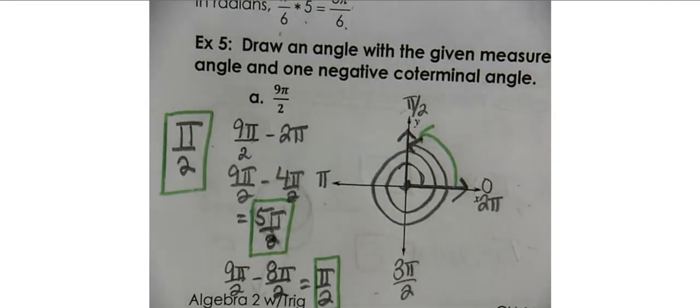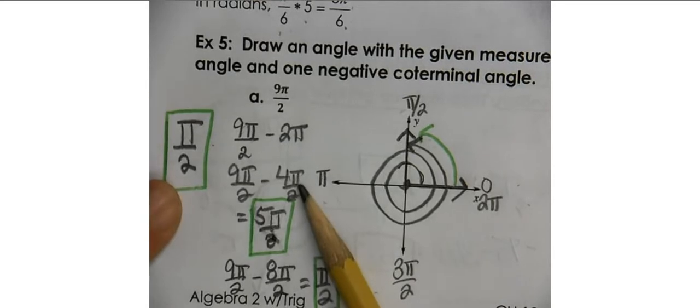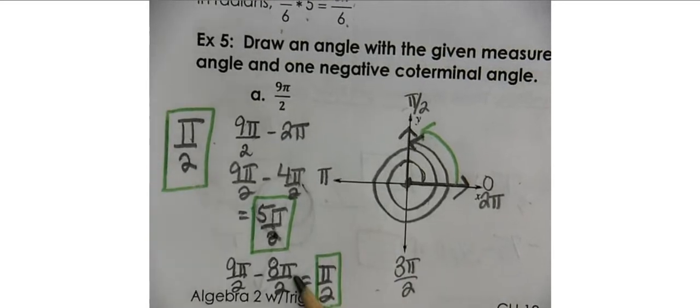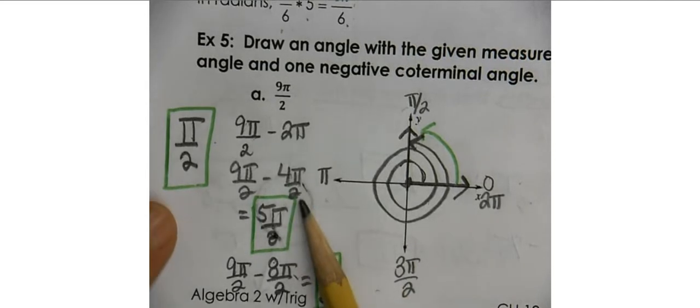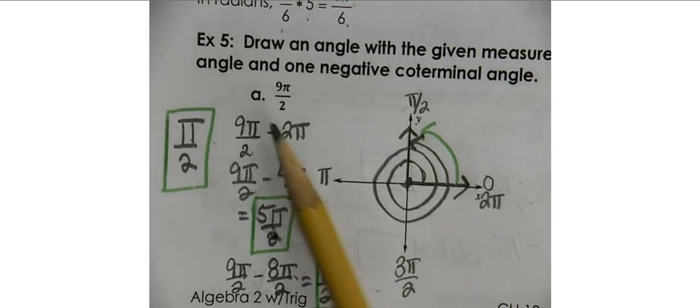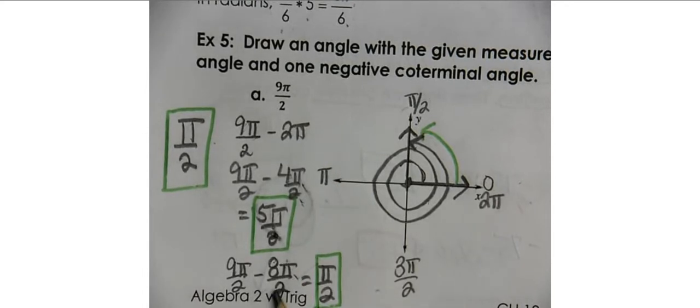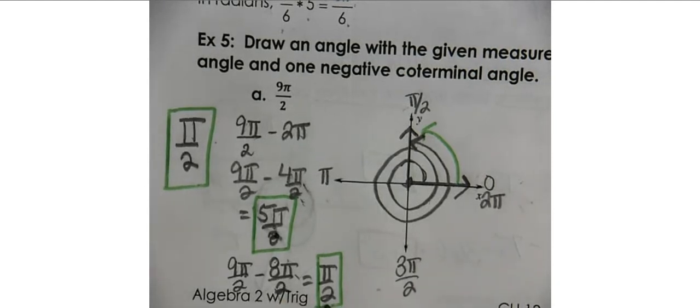To find a negative coterminal angle, we would subtract another pi over 2. So this represents 1 pi over 2. 8 pi over 2 represents 4 pi. Pi over 2 represents 2 pi, one revolution, or one time around the circle. 8 pi over 2 represents 4 pi. That means that we went around the circle twice, and we still landed at a positive answer.